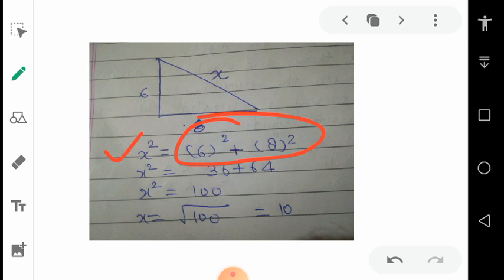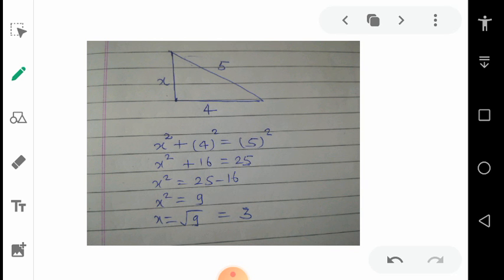Okay, so next step, x square equals 36 plus 64, that is 100, and finally x is equal to the square root of 100, that is 10. It means x is 10, either centimeters or you can write 10 units, because we are not considering the units, no centimeter, no meters, just the unit. So x equals 10 units. Okay, in this way we will find the length of sides.